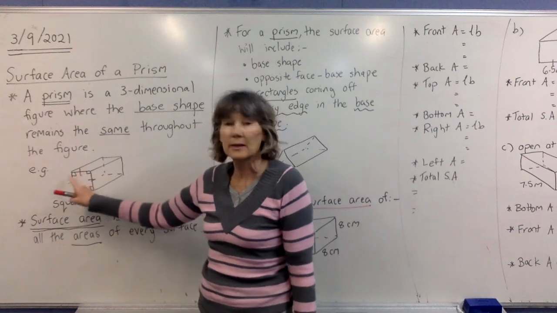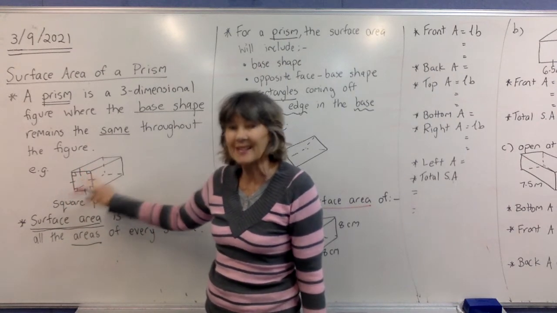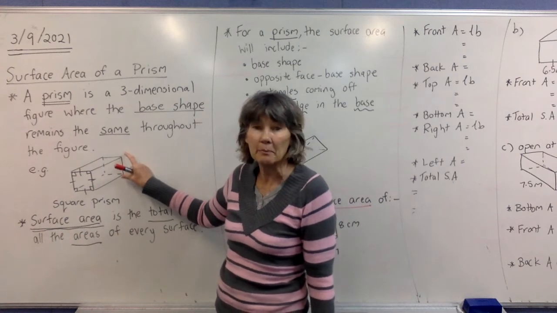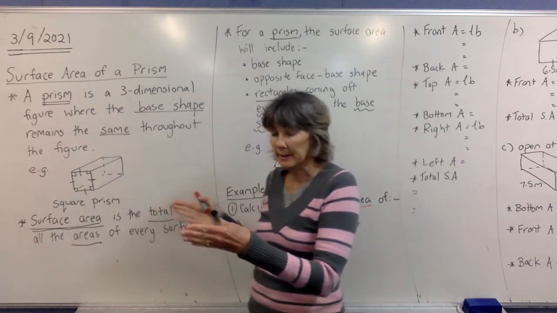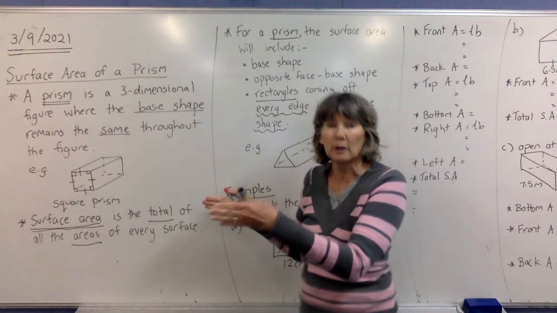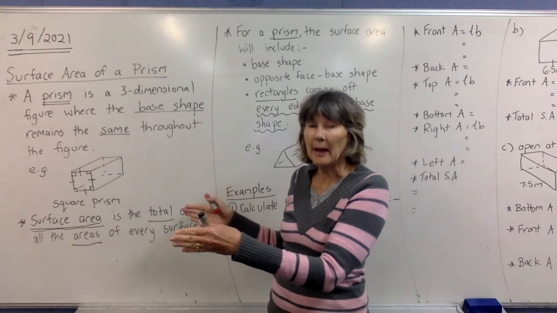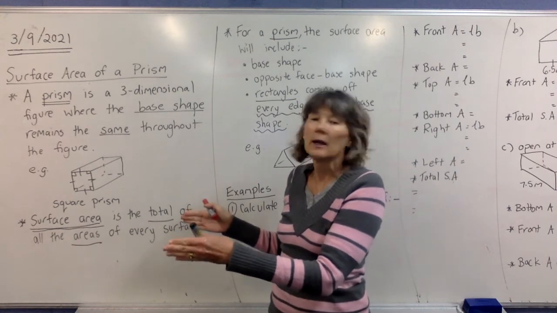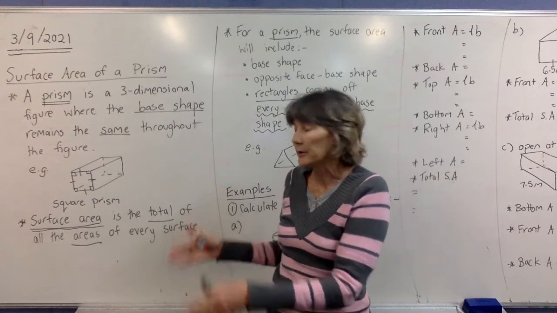So that means it's a prism with a square base. Here's your square base at the front. Now that front square is exactly the same as the back square. So the front and the back are opposite faces. In other words, they're completely parallel to each other and will never touch each other. Okay, so that front and back are opposite faces and they are the exact same square shape. That makes it a square prism.